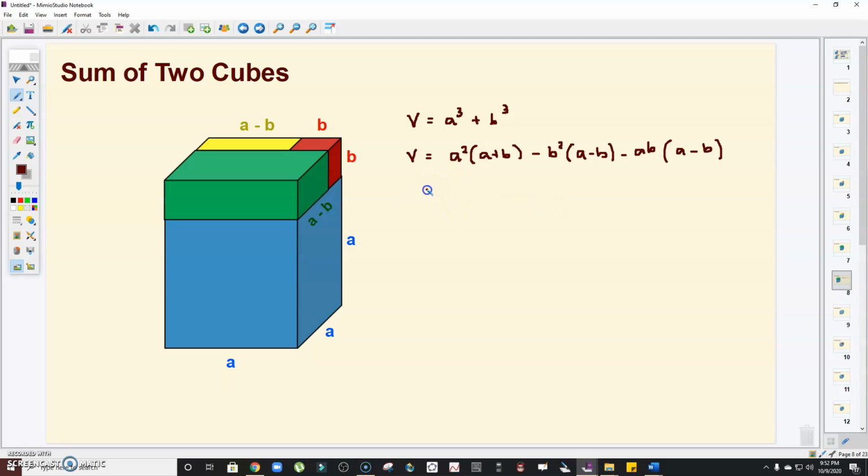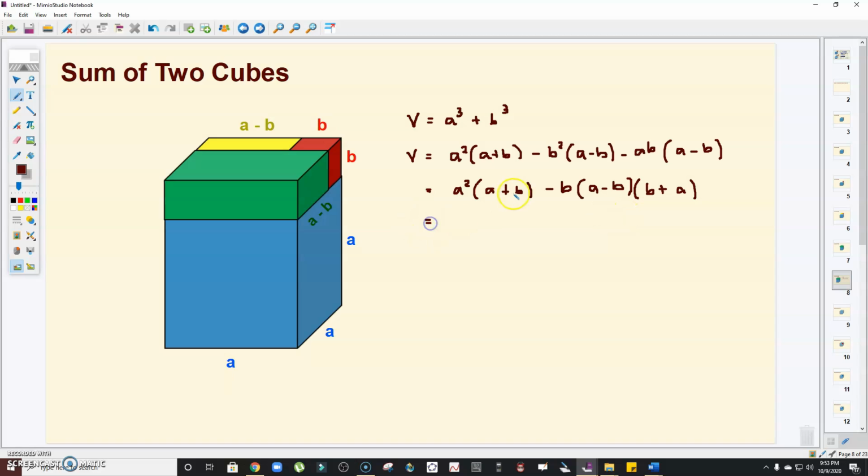Notice I can factor out B times A minus B from the second and third term. All I have to do is copy the first term, A squared times A plus B, then factor out B times A minus B. Upon factoring, positive B remains. Since we factored out a negative B times A minus B, this one will become positive A.